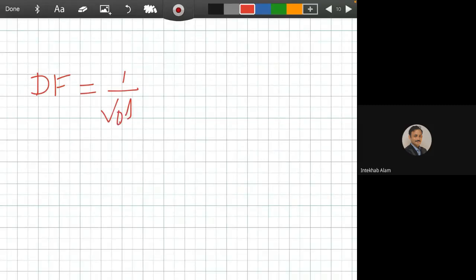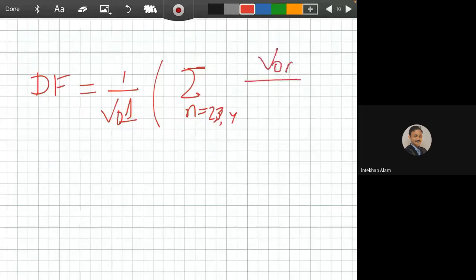Sum of n equals 2, 3, 4, and so on, VON divided by n square.